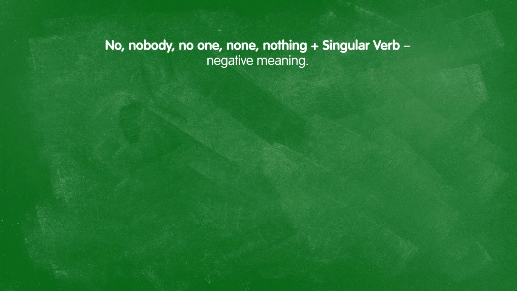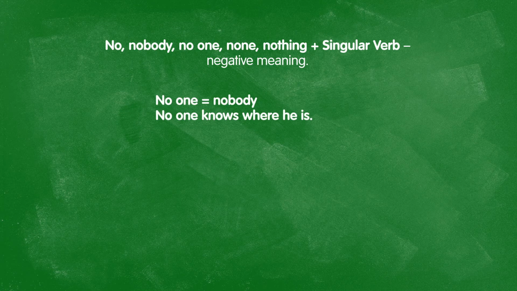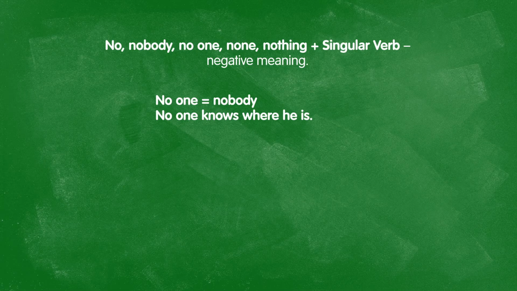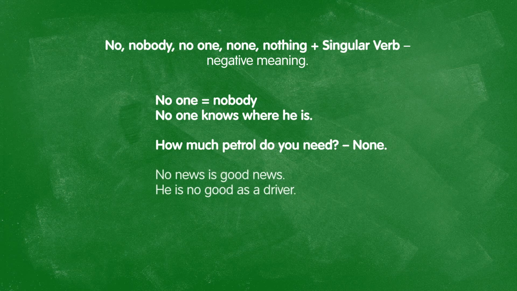Also, we should explain that the word no one is the same as the word nobody. Like in the sentence, no one knows where he is. And no one and nobody, just like I stated before, should be singular. No one knows. Now, I can also ask a question such as, how much petrol do you need? If you don't need any, you can just say none. Or we also have phrases in English such as, no news is good news, and he is no good as a driver. Here, no news is good news simply means if you do not receive any news, if you don't hear anything, it's a good thing. And he is no good as a driver means that he's a pretty bad driver.